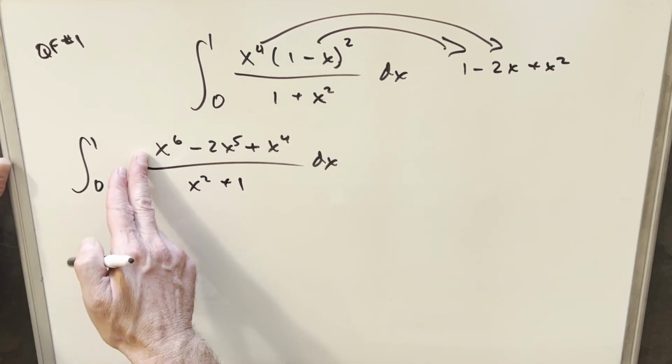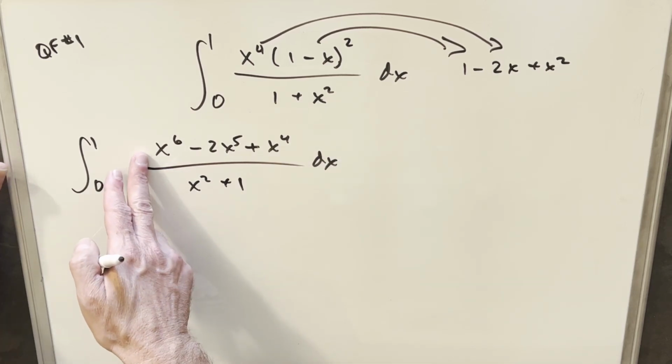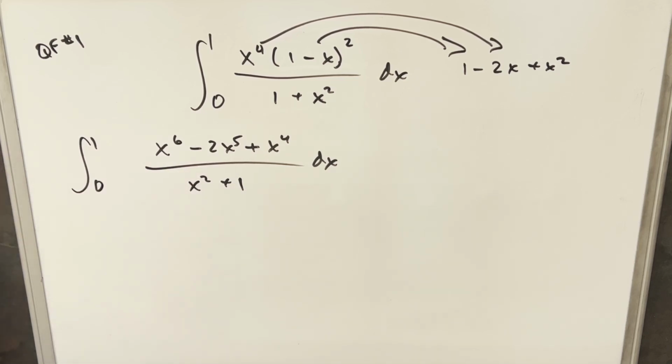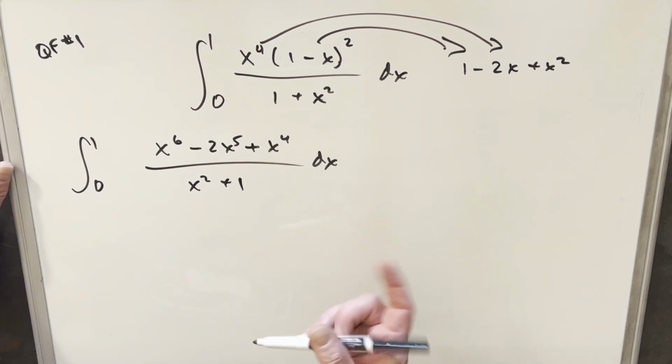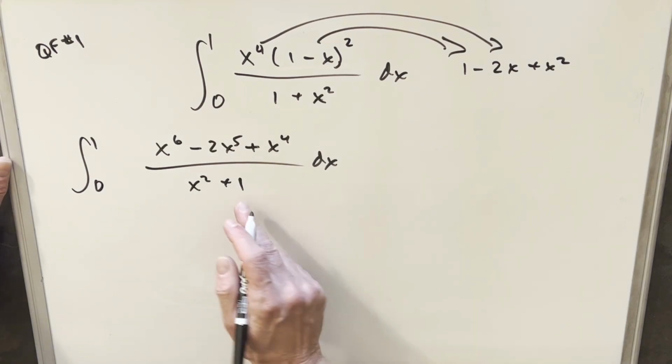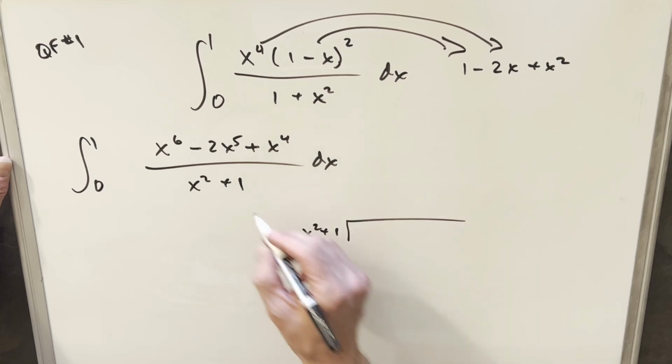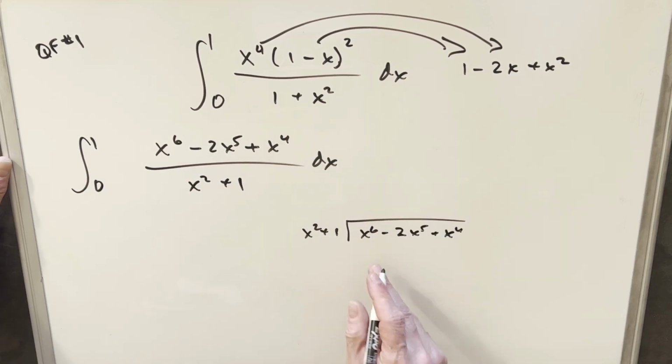And now we clearly have a higher power in the numerator. We could try to manipulate this a little bit, but what I want to do is just polynomial long division. We're going to want to divide x squared plus 1 into this whole thing. Okay, so let's do that real quick.